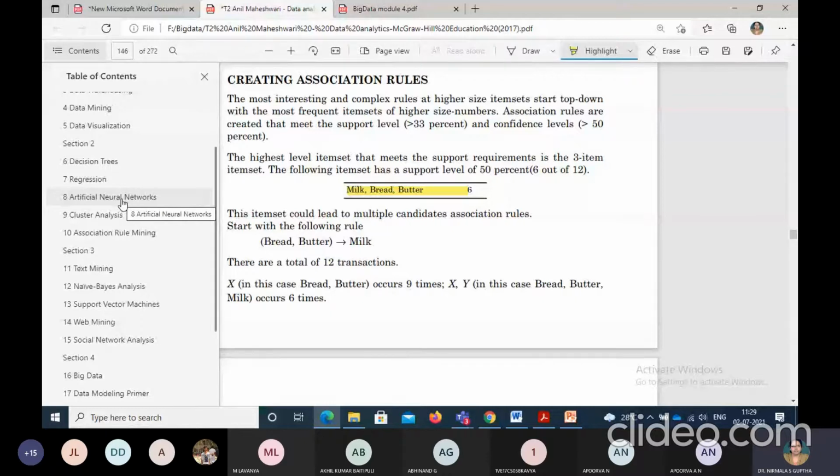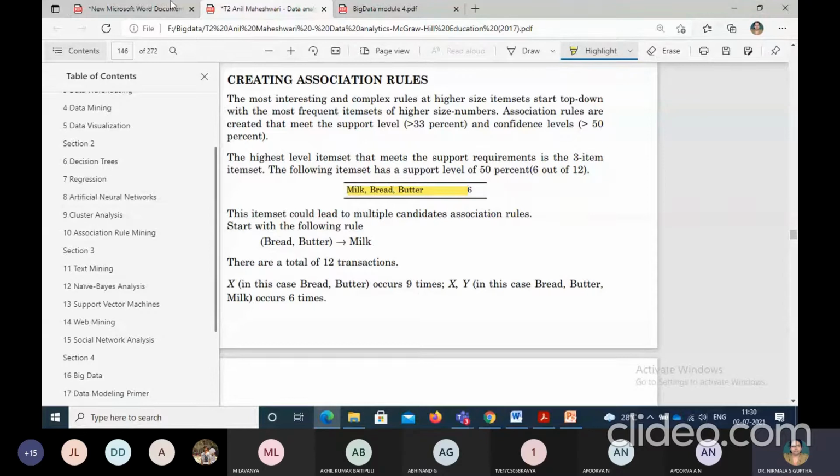Then, as I mentioned, it is one of the most popular association rule mining algorithms or techniques, and association rule mining is one of the important machine learning techniques. So that completes the chapter. So let us take one more problem. If time permits, we are going to complete even that problem.